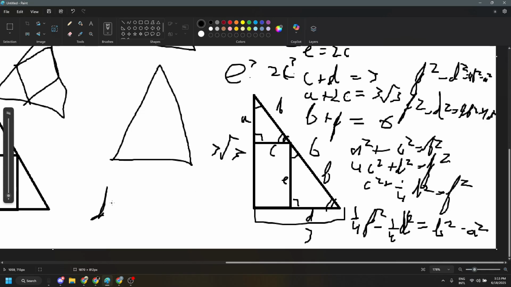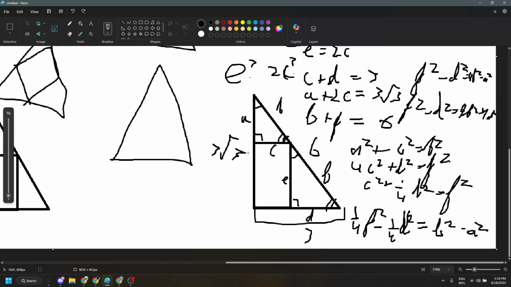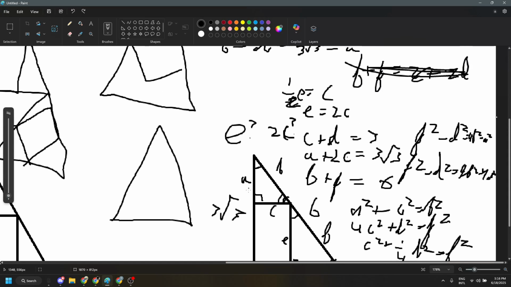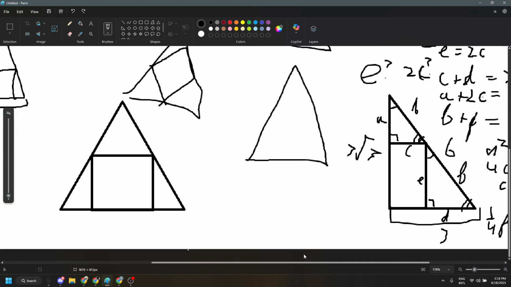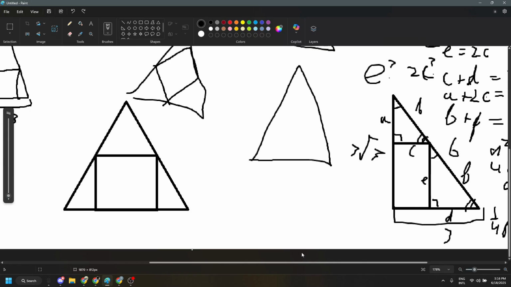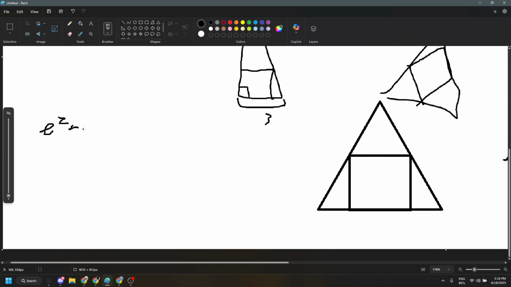Well, we also know that D, yeah, no, never mind. C plus D is equal to 3. Wait, let's start over. Let's just only use E, because E is what we're trying to find. So we know E squared plus D squared is equal to F squared. E is equal to the square root of F squared minus D squared.